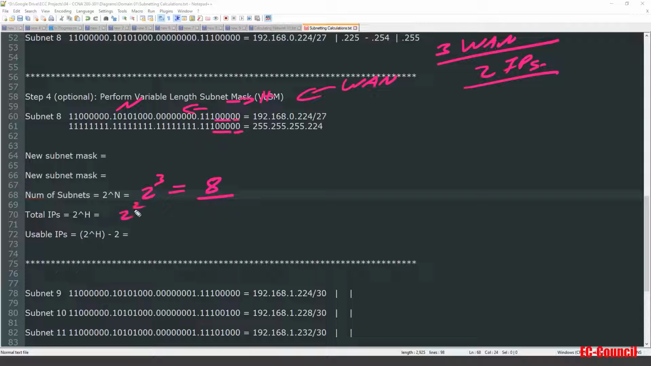So 2 to the power 2 is equal to 4. So we'll have a total of 4 IPs, which means that if we subtract 2, which is the network ID and the broadcast, we'll end up with 2 to the power 2 minus 2 is equal to 2. So we'll get an exact fit.